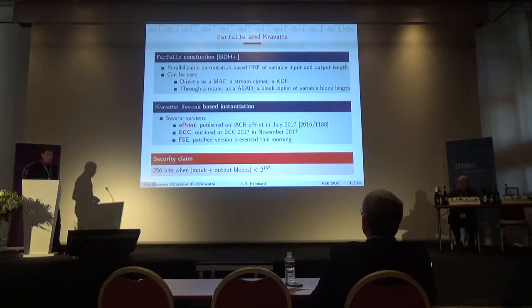So there have been several versions that have been proposed, and we'll be focusing this talk on the ePrint version that was posted last year in July, and the ECC version, which was outlined at ECC in November. The security claim for all these versions is that we have 256 bits of security as long as the number of input and output blocks processed is lower than 2 to the 137.